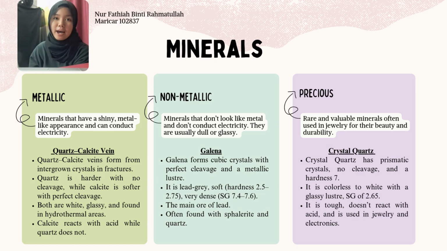Today, I'll be sharing about three main types of minerals, which are metallic, non-metallic, and precious. Metallic minerals have a shiny metal-like appearance and can conduct electricity. A good example is the quartz calcite vein, which forms from intergrown crystals in fractures.